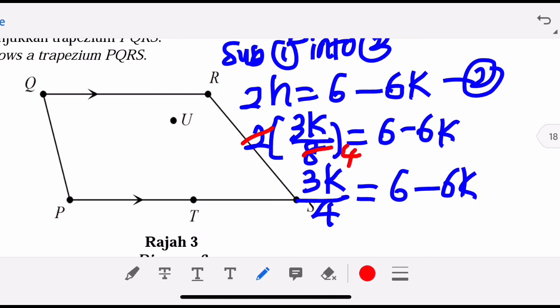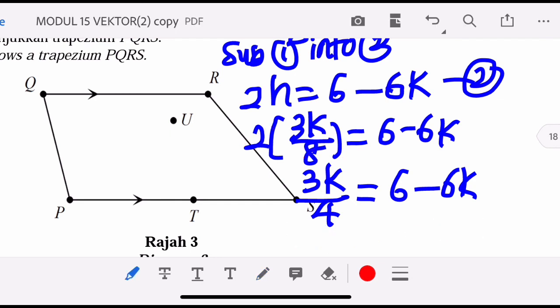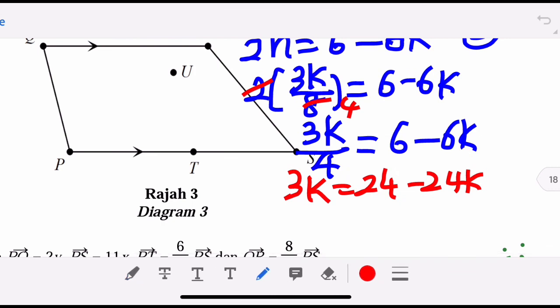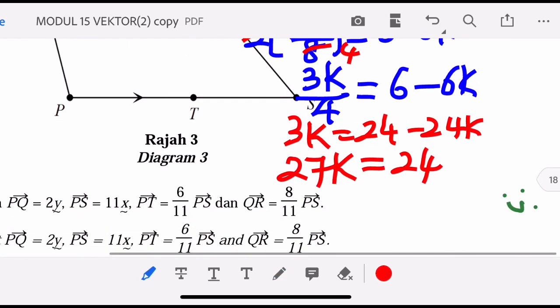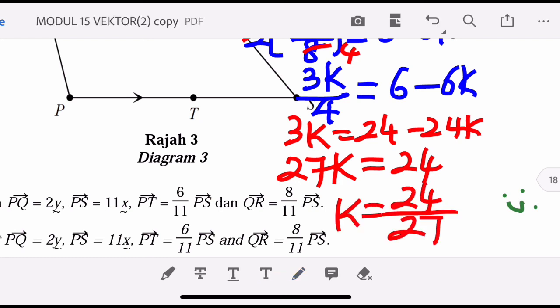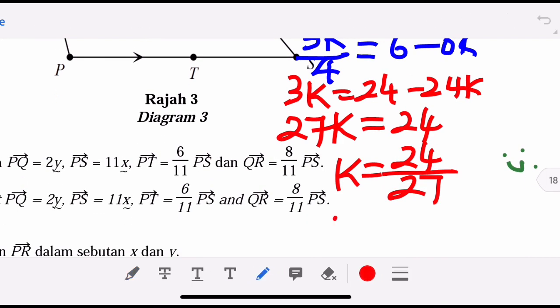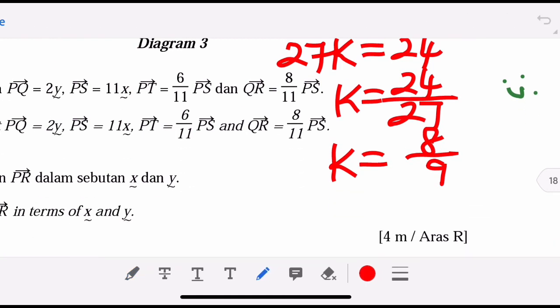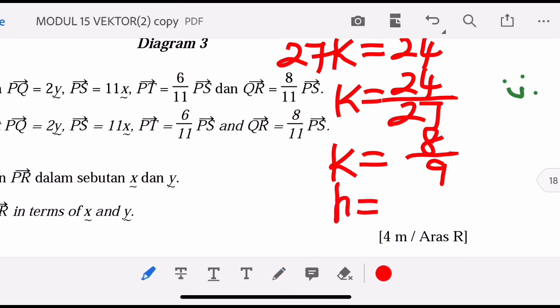Okay, this one I show you how to divide. So we have 3k equal to 24 minus 24k, so we have 27k equal to 24, so k will be 24 over 27. So what is your answer? So you divide by 3, k is 3, 8, 24, 3, 9, 27. So finally k is 8 over 9. And then don't forget to find your h.